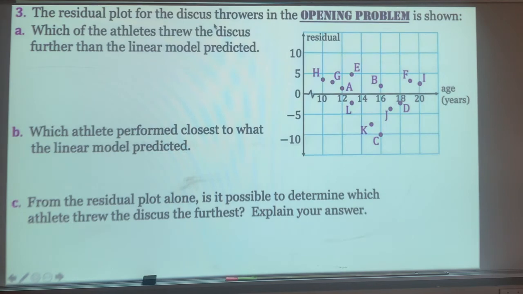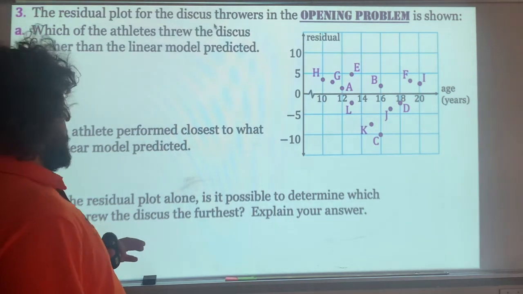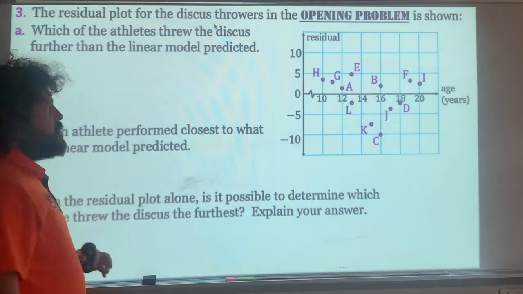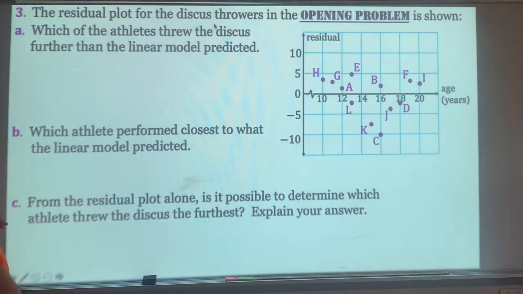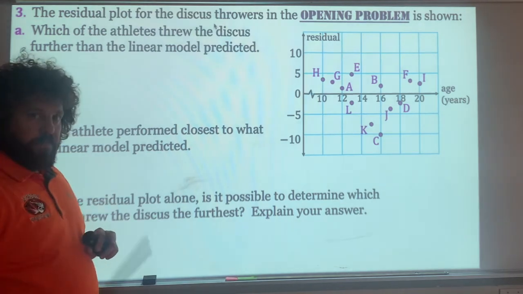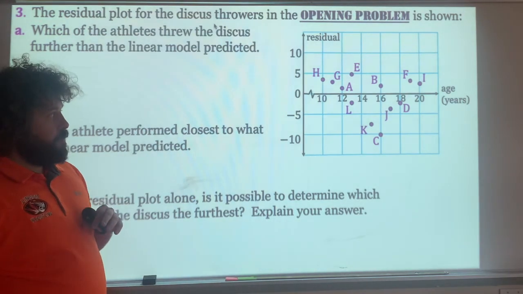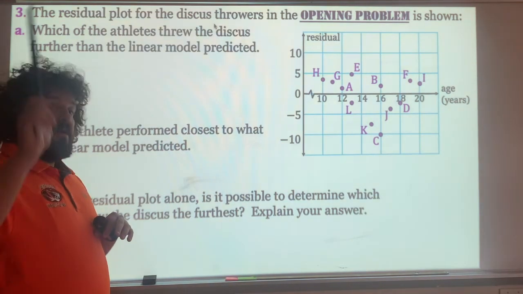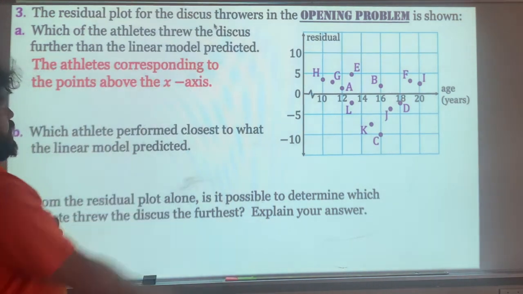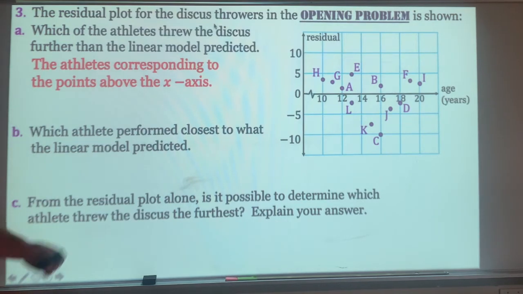Number 3. The residual plot for discus throwers and the opening problem is shown. So this is the opening problem once again, but now I did a residual plot for it. Which of the athletes threw the discus further than the model predicted? Okay, so a bunch of those letters threw the discus further. So which ones do you think threw it further? Well, where do you think it is on the residual plot? It is everyone that's above the x-axis. Those are above the line, so they threw it further than predicted. So that would be H, G, E, A, B, F, and I.